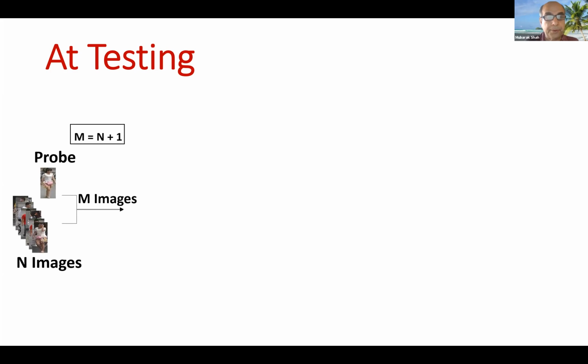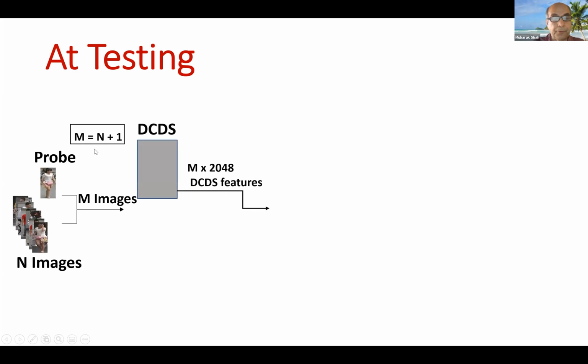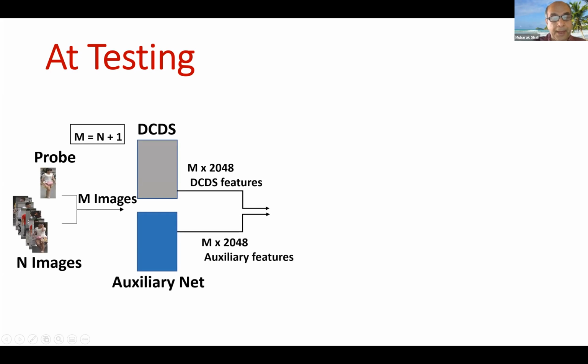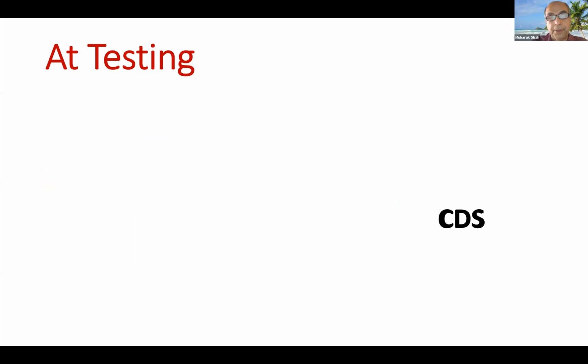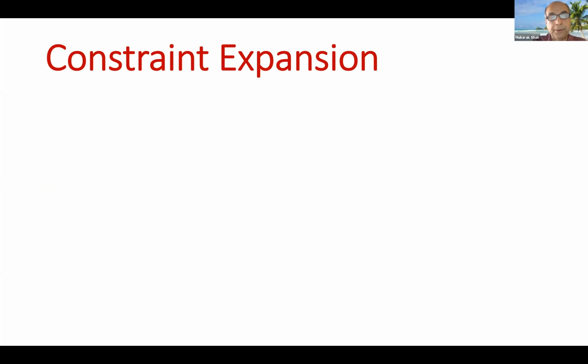So in total we will have n+1 images, and we'll compute these features from the constraint dominant set. Then we will also have features from the auxiliary net I just described, concatenate these features, and give them to the affinity matrix. Then we will apply the constraint dominant set as I explained, using replicator dynamics.